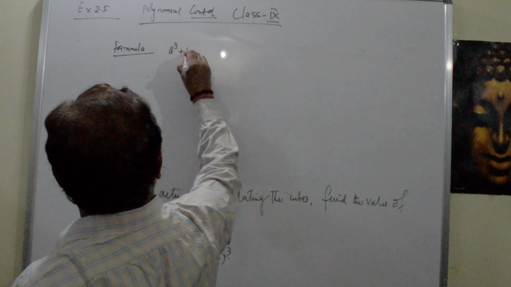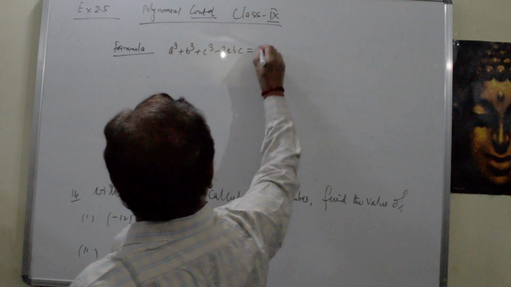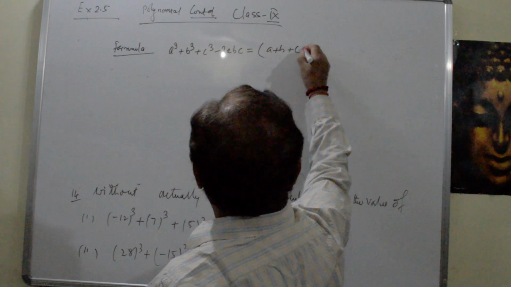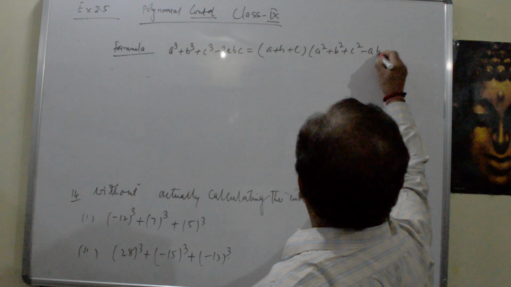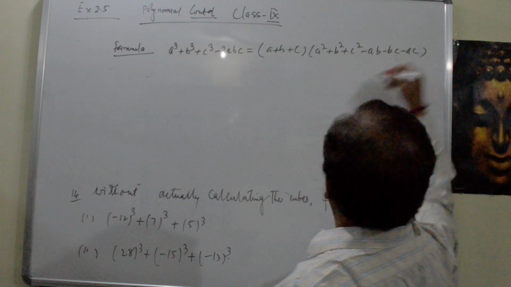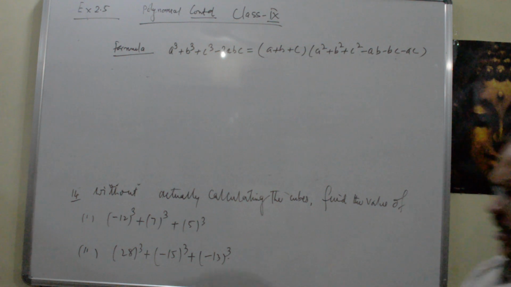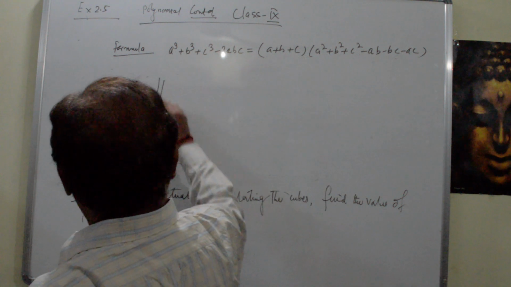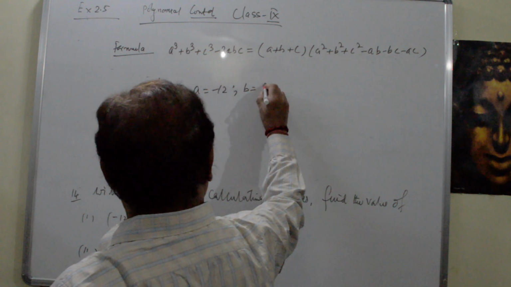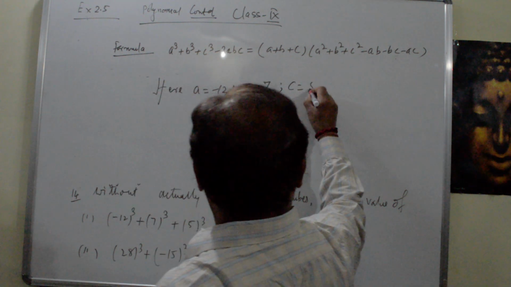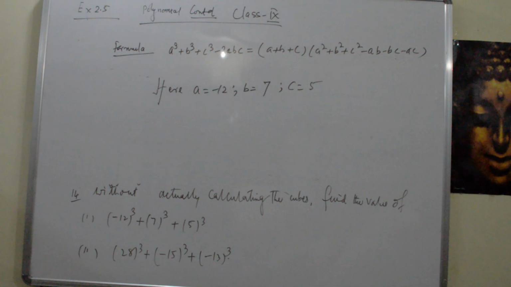a cube plus b cube plus c cube minus 3abc is equal to a plus b plus c into a square plus b square plus c square minus ab minus bc minus ca. So this is the formula. Now let us take a is equal to minus 12, b is equal to 7 and c is equal to 5.